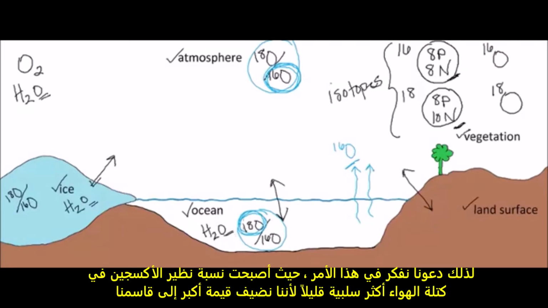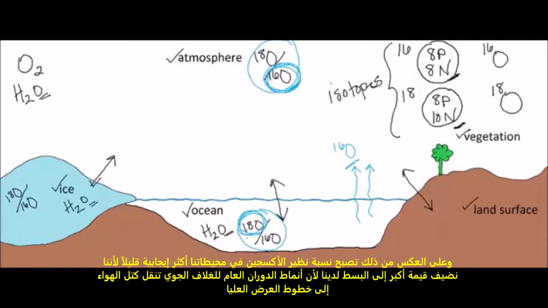So let's think about this. The oxygen isotope ratio of my air mass is becoming slightly more negative as we are adding a larger value to our denominator. And conversely, the oxygen isotope ratio of our oceans is becoming slightly more positive as we are adding a larger value to our numerator.